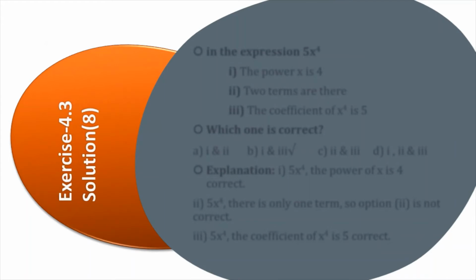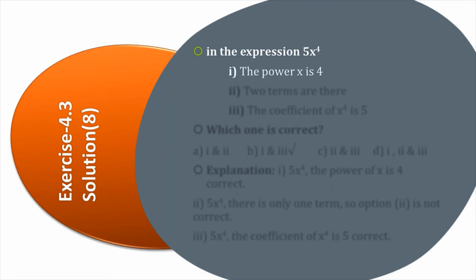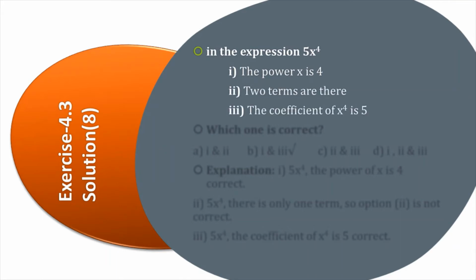This is solution number 8. Let us see the question. In the expression 5x to the power 4: number 1, the power of x is 4; number 2, two terms are there; number 3, the coefficient of x to the power 4 is 5. So which one is the correct answer, my dear?